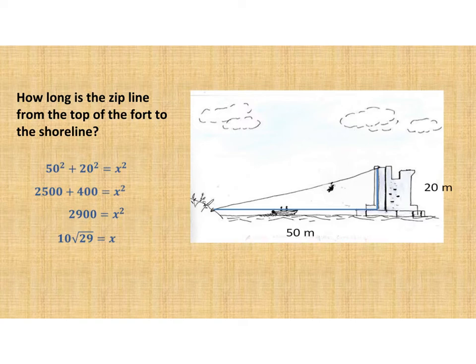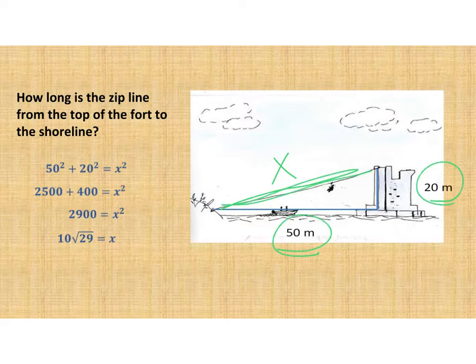Do you remember it says how long is the zip line from the top of the fort to the shoreline? Well, you would use the Pythagorean theorem. This is your hypotenuse. So it'd be 20 squared plus 50 squared equals x squared. So 2500 plus 400 is x squared. So you would solve, you get 10 root 29. So what have I been doing? Finding the sides of a right triangle.